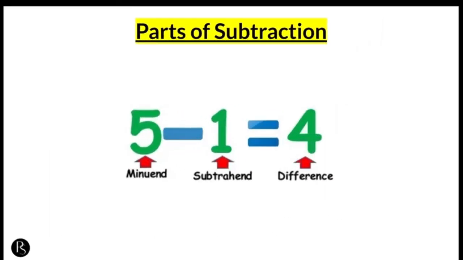Now next, parts of subtraction. Here you can see 3 parts are given. 5 minus 1 is equals to 4. So here 5 is minuend, 1 is subtrahend, and 4 is the difference which we are getting.